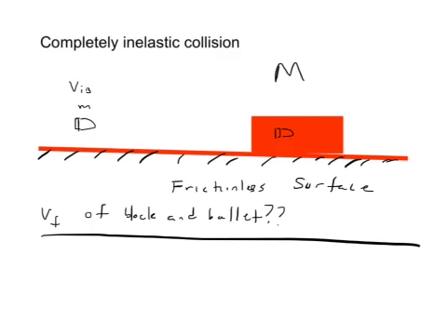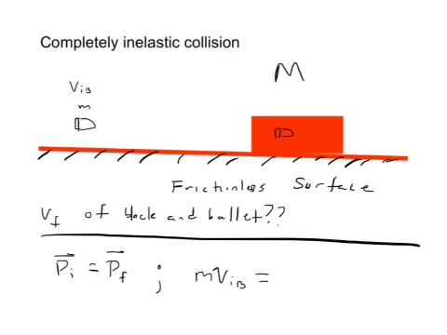Well, this is just a straightforward conservation of momentum problem. What we know is that the initial momentum must equal the final momentum. And the initial momentum was just, because the only thing that was moving was the mass of the bullet times the initial velocity of the bullet. That's the initial momentum. And this is going to equal the final momentum.